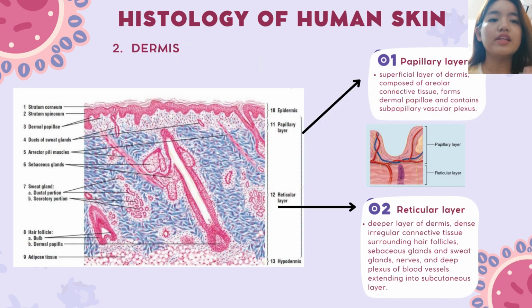Now, let's look at the dermis part. The dermis actually has two layers, which are the papillary layer and the reticular layer. The papillary layer is the superficial layer of the dermis and it is composed of areolar connective tissue, forms dermal papillae, and contains the subpapillary vascular plexus. While the reticular layer is the deeper layer of the dermis and it is a dense, irregular connective tissue surrounding the hair follicles, sebaceous glands, sweat glands, nerves, and the deep plexus of blood vessels extending into the subcutaneous layer, which is the hypodermis.